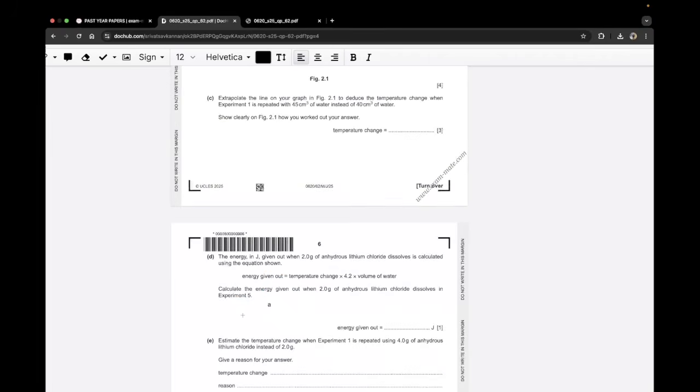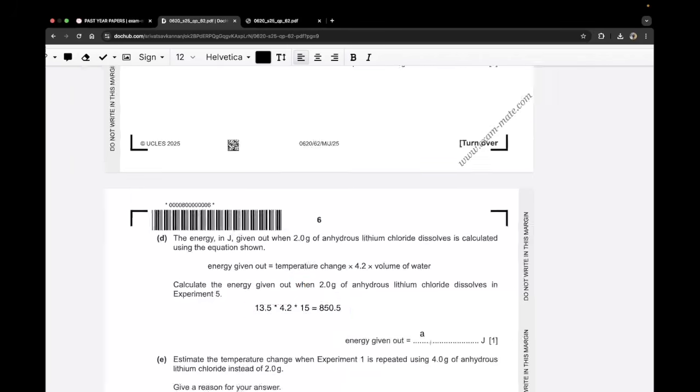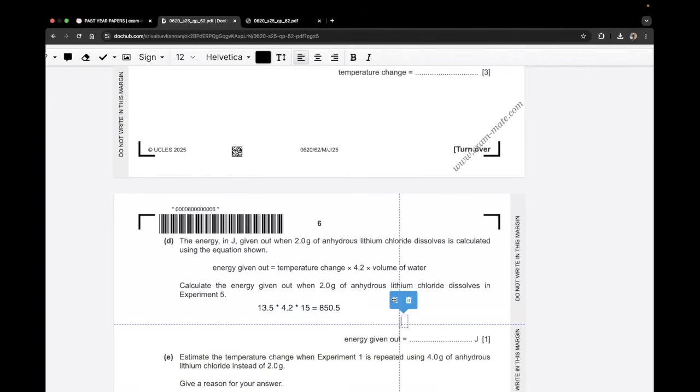With that, you get 850.5. It would be best if you show it here as well. You get 13.5 as the temperature change multiplied by 4.2 multiplied by 15 is equal to 850.5. Right, you can just write out the whole answer. The significant figure doesn't really matter here.